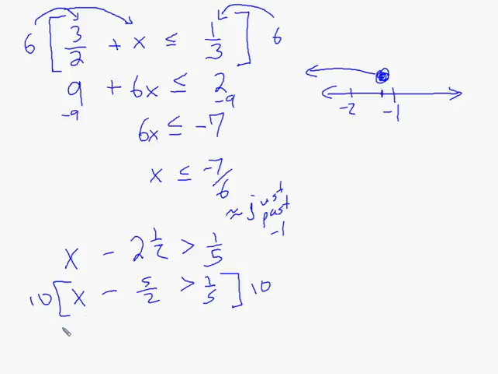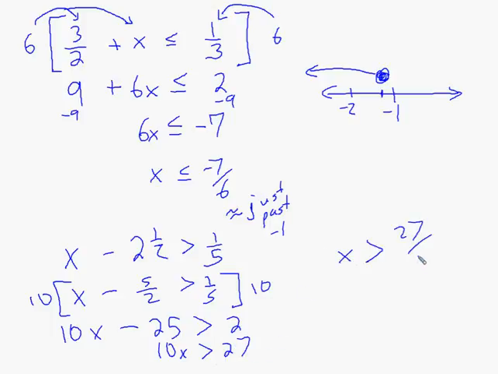Okay, so we distribute that 10 and I get 10x. The 10 cancels with 2, leaves a 5, and 5 times 5 is 25. Notice where that's coming from, is less than or equal to 2. Now I add the 25, get 27, and I divide by 10. x is less than or equal to 27 tenths. You could also write that as 2.7. Okay?